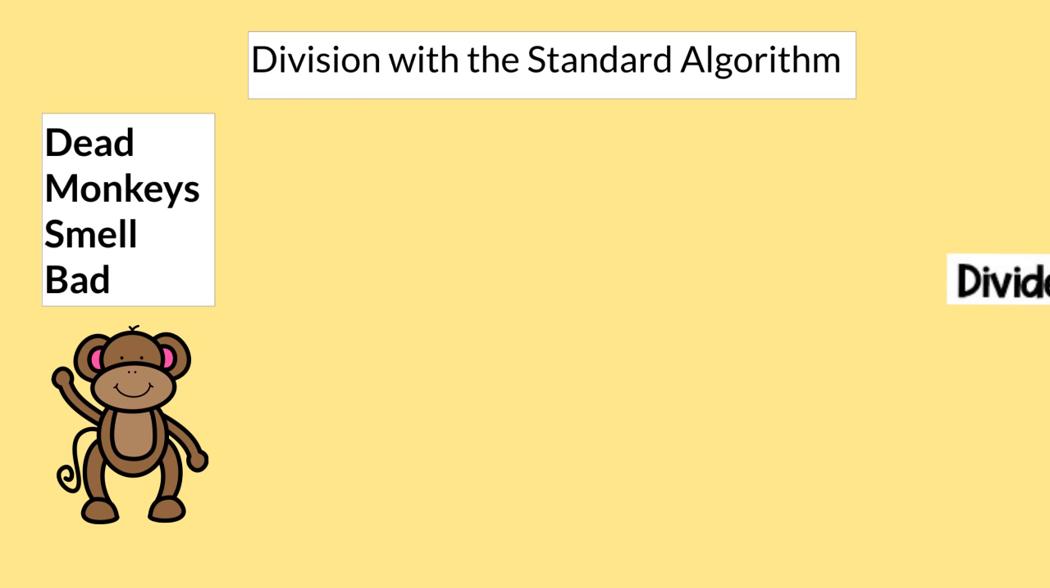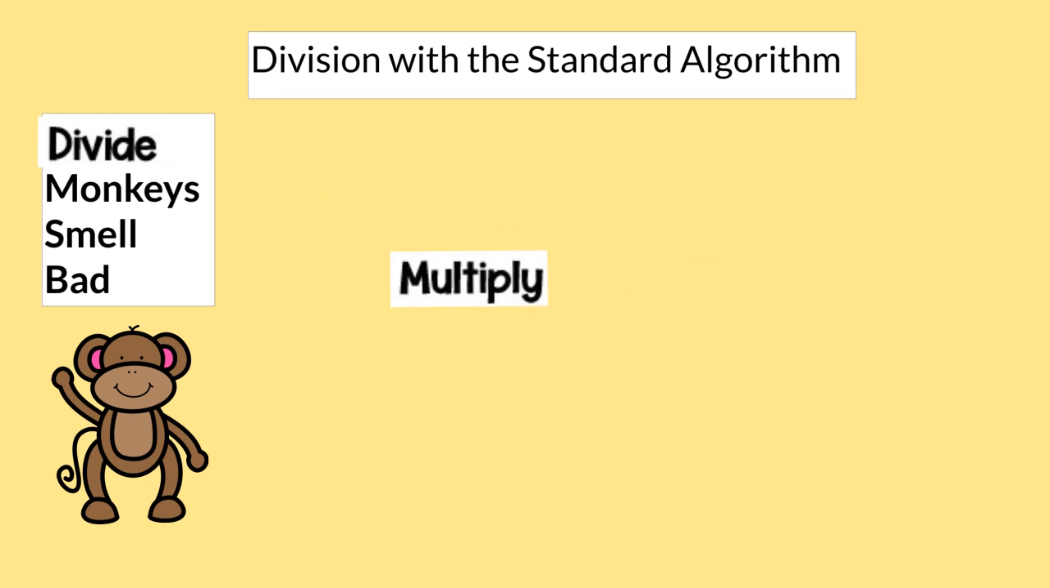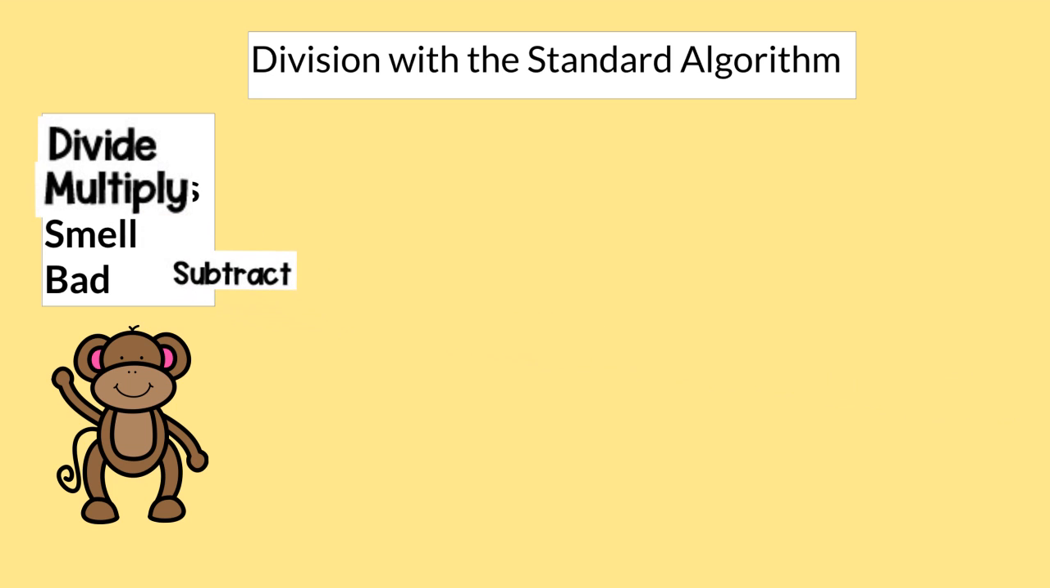D is for divide, M is for multiply, S is for subtract, and B is for bring down. Those are the steps you follow when you're doing the standard algorithm. And once you get to the end, you just repeat that until you have run out of numbers. So let's give that a try.